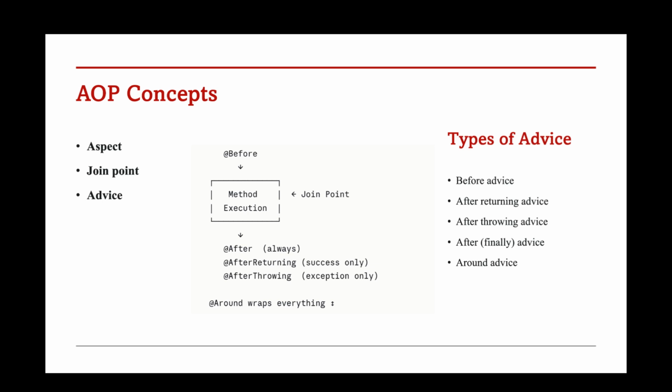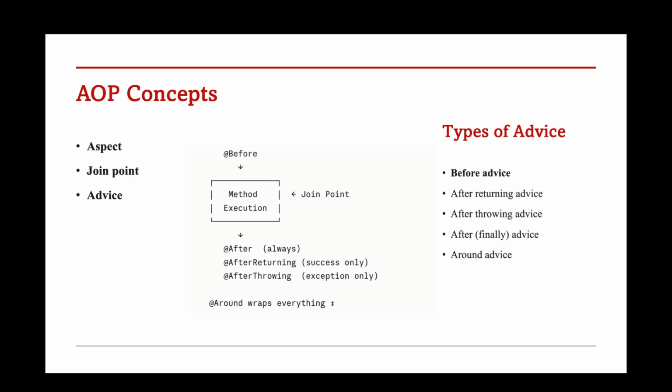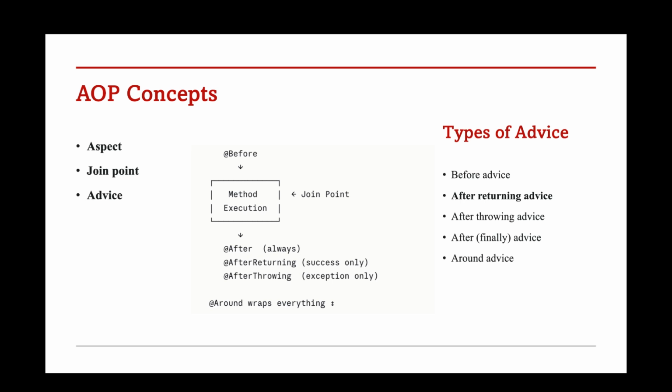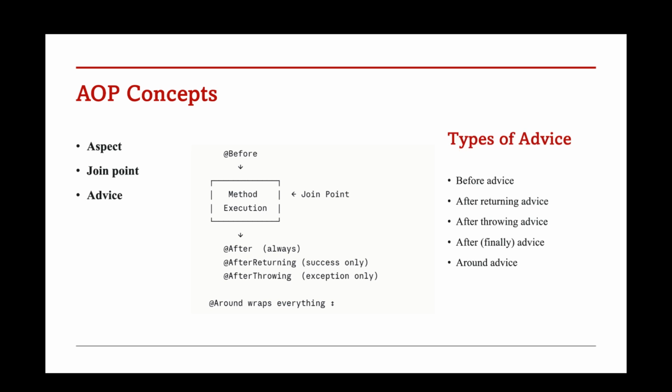Spring AOP gives us 5 types of advice. At before, runs before the method executes. Use this for security checks, logging incoming requests, validating inputs. At after returning, runs after the method returns successfully. Only fires if no exception was thrown. Use this for logging the response.